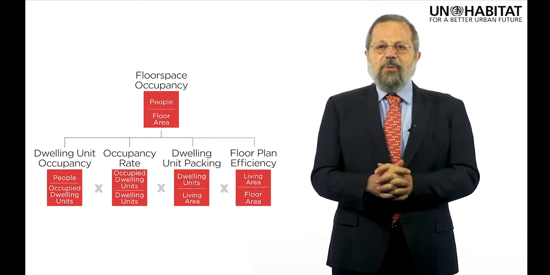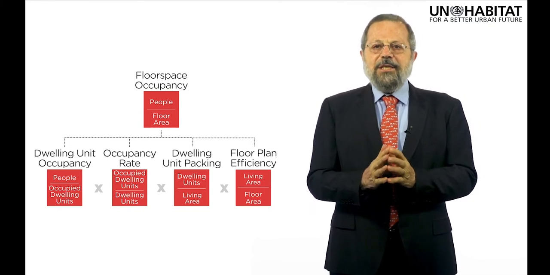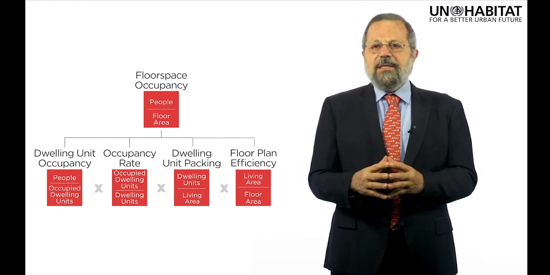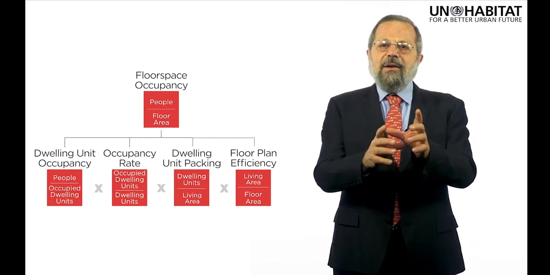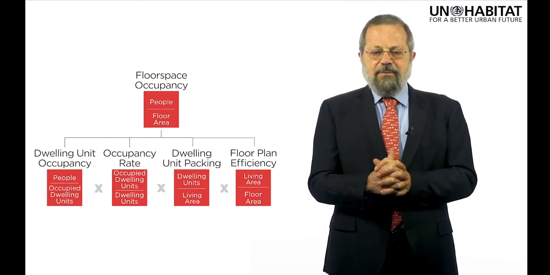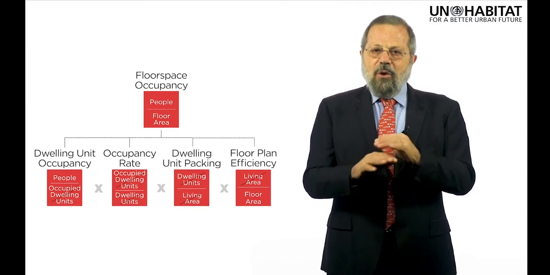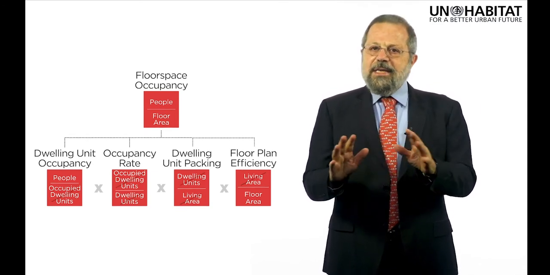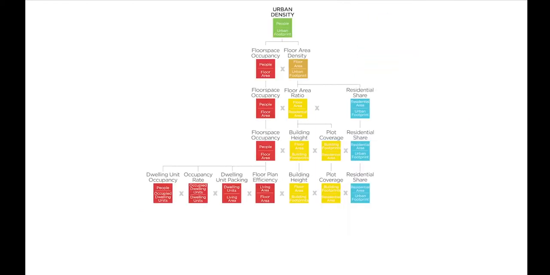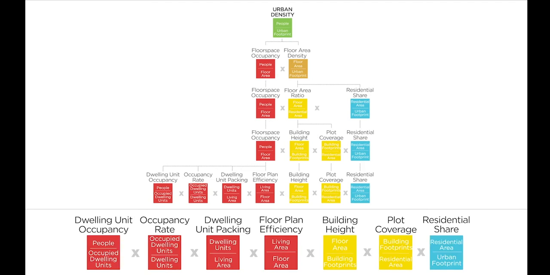The fourth is floor plan efficiency, which measures the share of the floor area of residential buildings in the city that is devoted to living areas, net of common spaces. Again, when we multiply all 4 together, everything cancels out and we get floor space occupancy. This essentially means that we can represent urban density as a product of 7 measurable factors: dwelling unit occupancy, the occupancy rate, dwelling unit packing, floor plan efficiency, building height, plot coverage, and residential share.